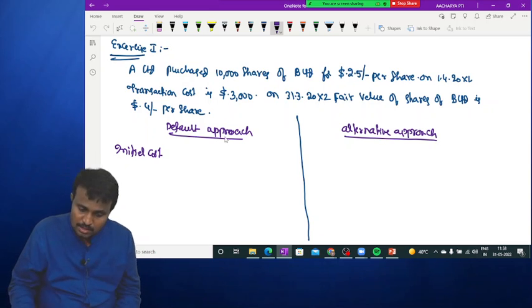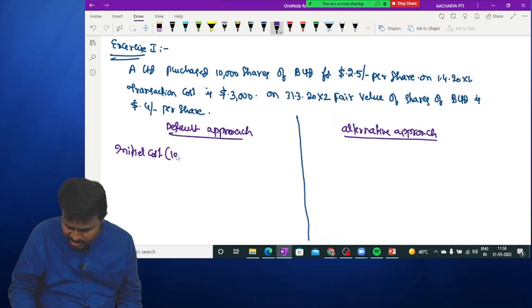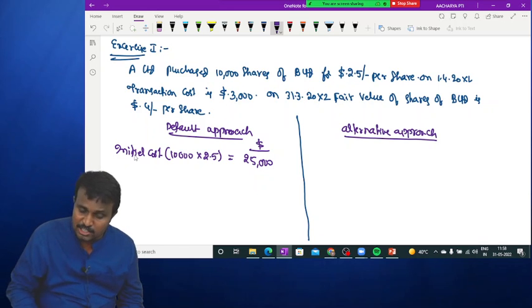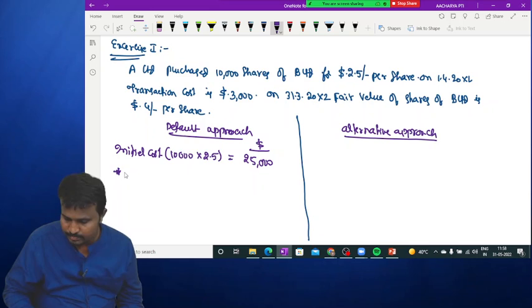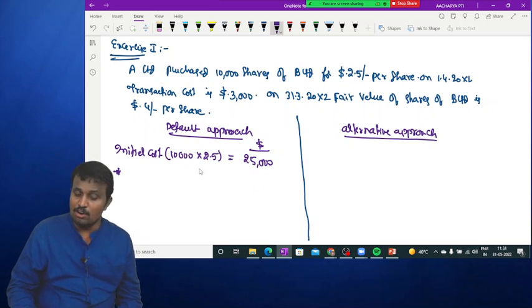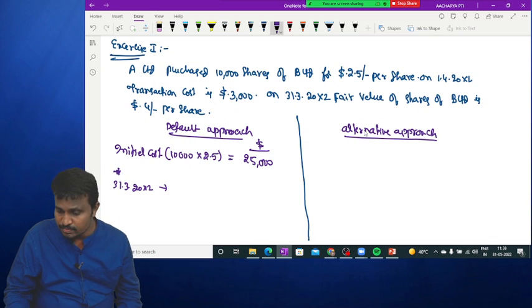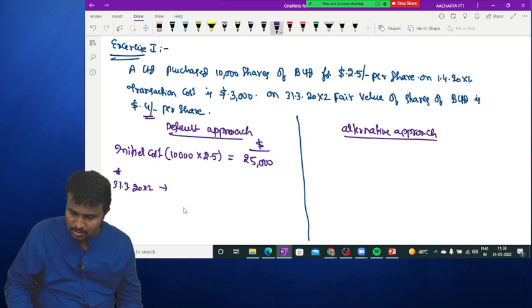So here, the initial cost. How many shares are there in total? 10,000 into 2.5. Then tell me the amount. 25,000. Shall we add the transaction cost or not? No. So we have to show the investment at this 25,000. On 31st March 20X2, what is the fair value? 4. Then on 31st March 20X2, the asset should be shown at 10,000 into 4, which is 40,000.